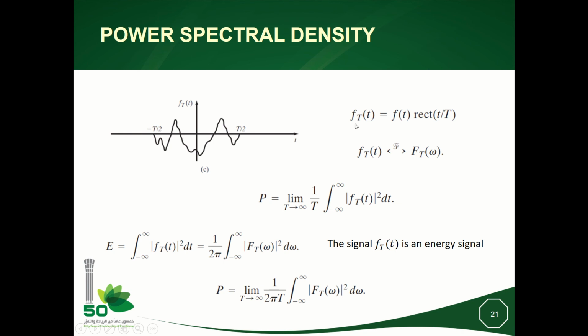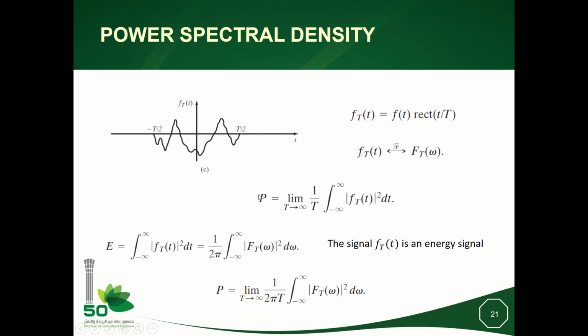So here we write f sub T to be f(t) times the gate function, and we will call capital F(ω) the Fourier transform of this signal. Now, if we are limiting this signal to the support of time from minus T over 2 to plus T over 2, and we integrate this function squared from this limit to this limit, of course we will get a limited number which is less than infinity. So this is what we are doing here.